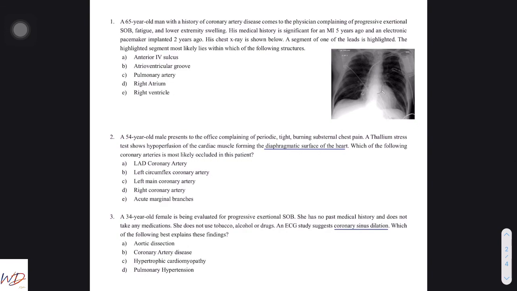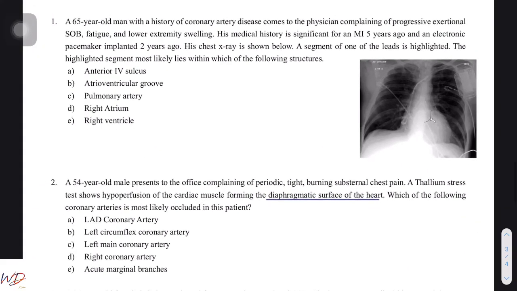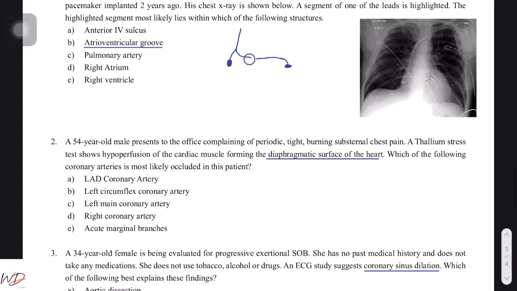Okay, so the answer for the first one is the atrioventricular groove. The reason for that is the pacemaker will come to the right atrium. One lead will stay there, while the other one is sent through the coronary sinus. And as you know, that is present inside the atrioventricular groove, and that will supply the other atrium. This is the coronary sinus, this is the coronary sulcus, it will go through that.